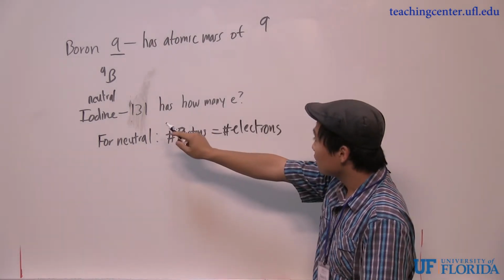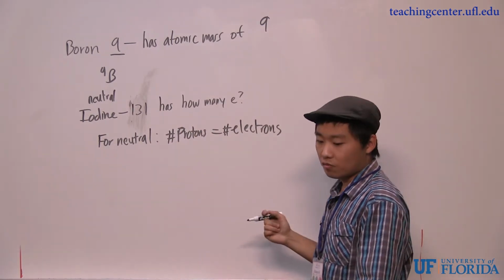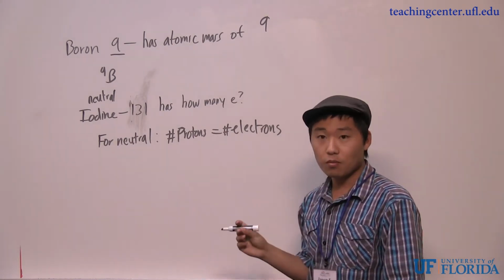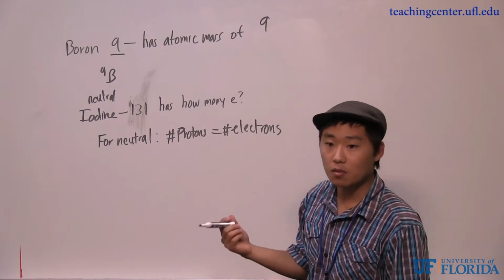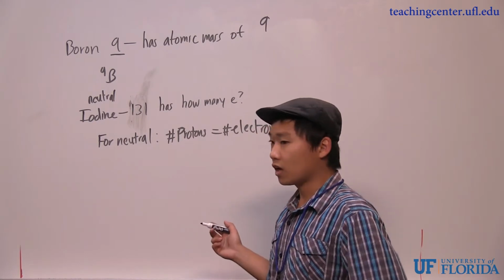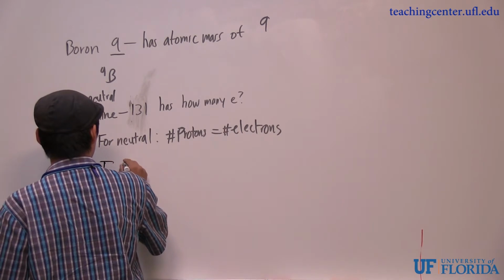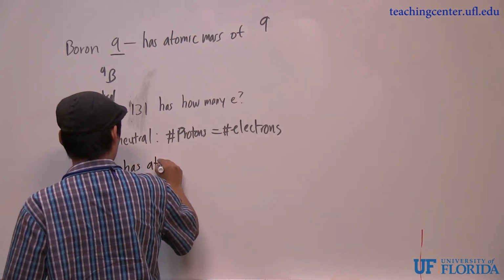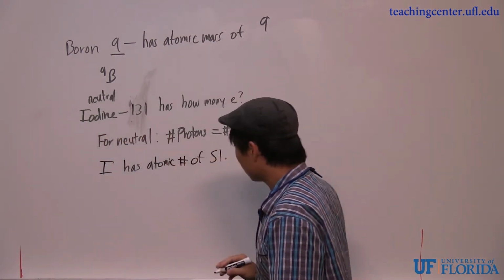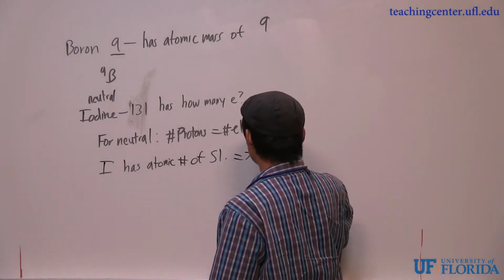So since iodine 131 is neutral, we just need to find the number of protons that the iodine has. And that number of protons is going to equal the same number of electrons. And so if you look at your periodic table, you will find that iodine has atomic number of 51. And so that means that there's also 51 electrons.